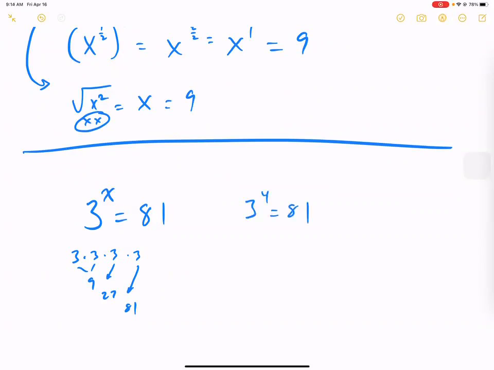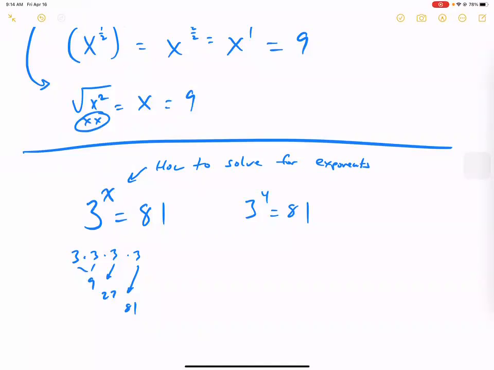Great, but we solved that strictly by guessing. It wasn't through an algebraic process using inverse operations. And we need a way to solve for exponents. How do we solve for exponents? And that is our big question today.